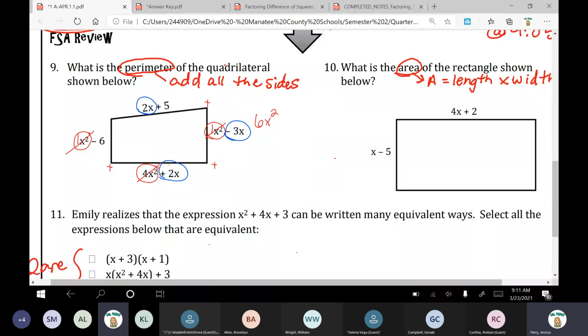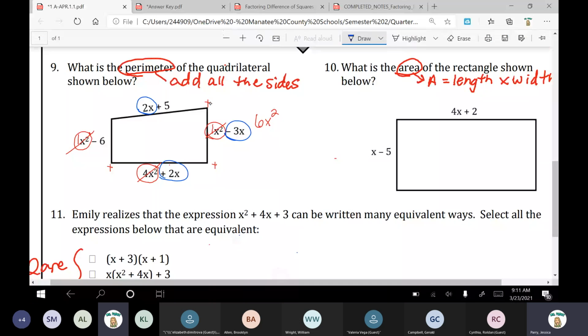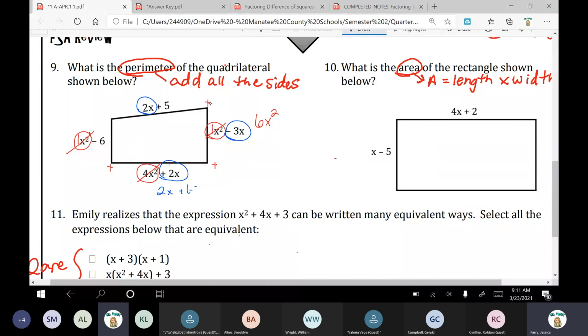So really just combine your numbers. 2, and then you can do it in any order. Just be careful because that 3x, it's negative 3x. So if it helps, you can even write it down: 2x and then plus negative 3x plus 2x. So you've got to be careful when you're combining those.